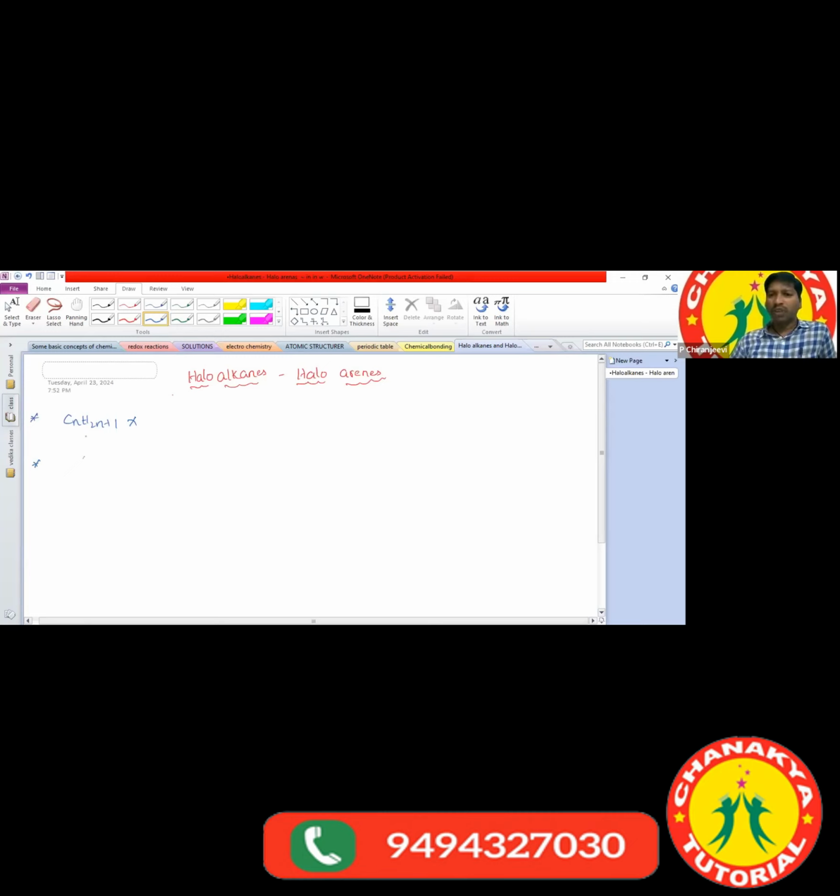We can use them to prepare a large number of organic compounds. We can use them as solvents. Carbon tetrachloride is used as a solvent, chloroform also is used as a solvent, and dichloromethane also is used as a solvent. They are also used to synthesize some medicinal products.